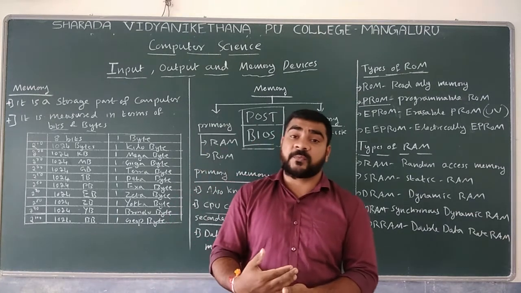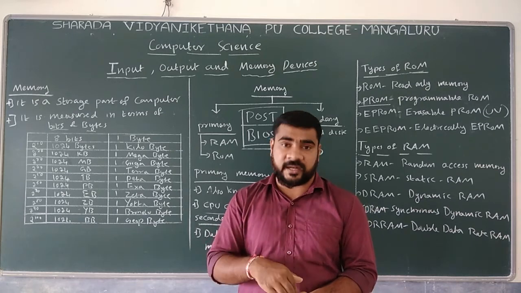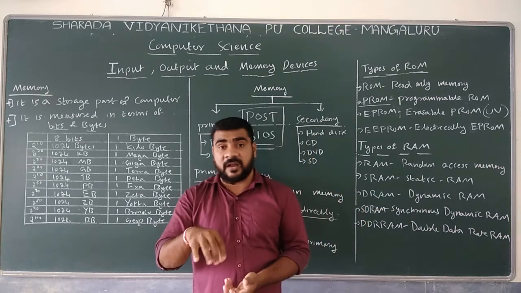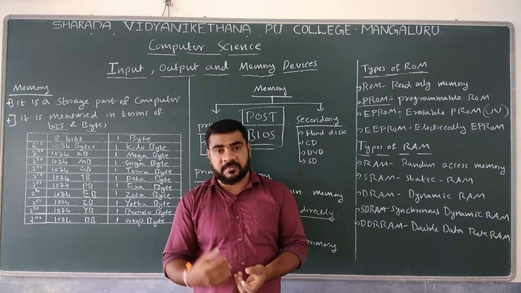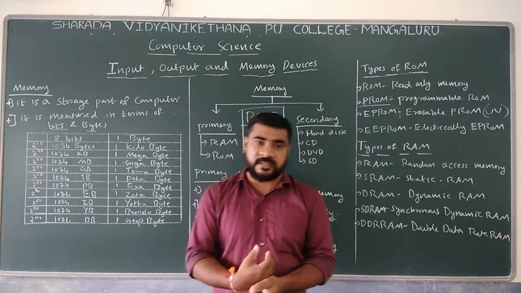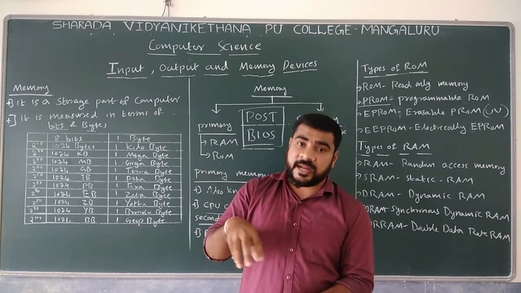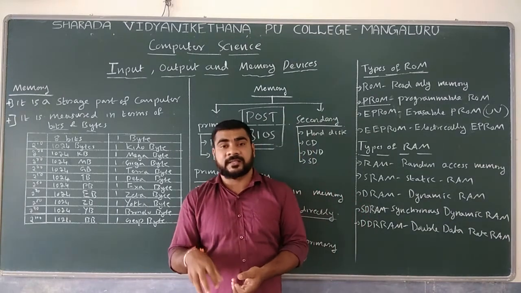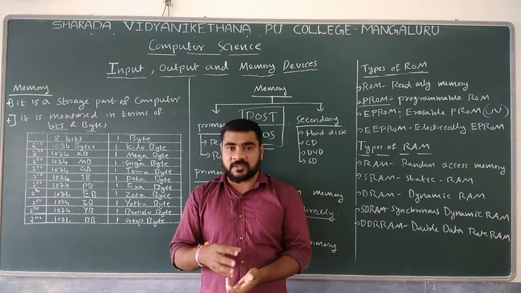But in case of EPROM, normally we use ultraviolet rays, whereas in the last case, EEPROM, we use electrical signals. Electrical signals are used to erase the data, and electrical signals are used to write the data. Write means programming. It is possible to program and also possible to erase.